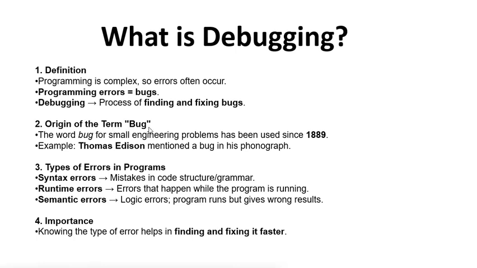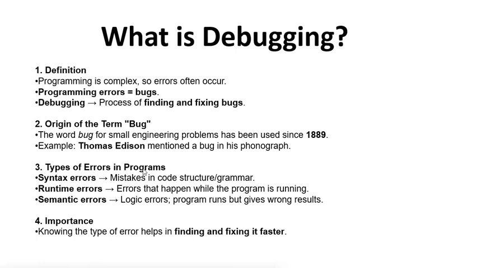Origin of the term bug. Let us understand where this word comes from. The word bug for small engineering problems has been used since 1889. For example, Thomas Edison mentioned a bug in his phonograph, which means an error.